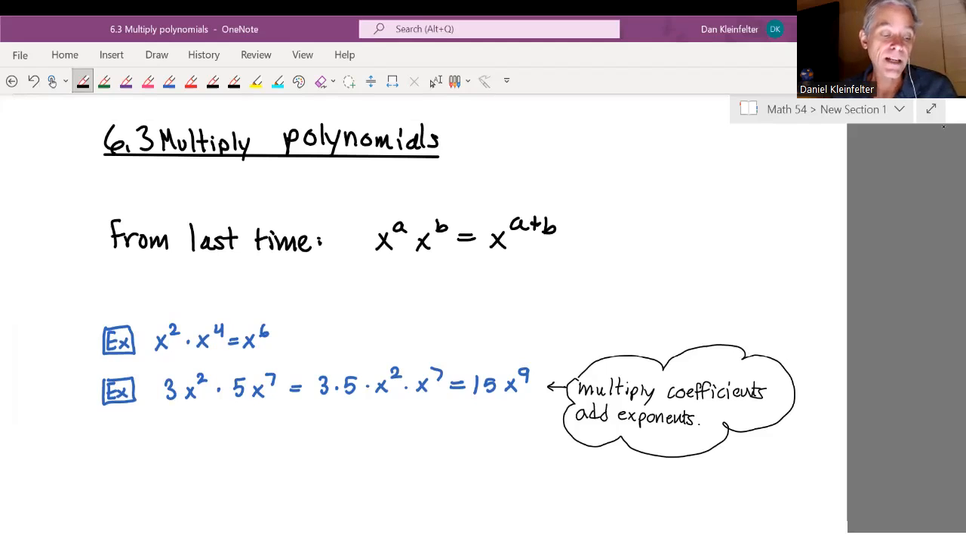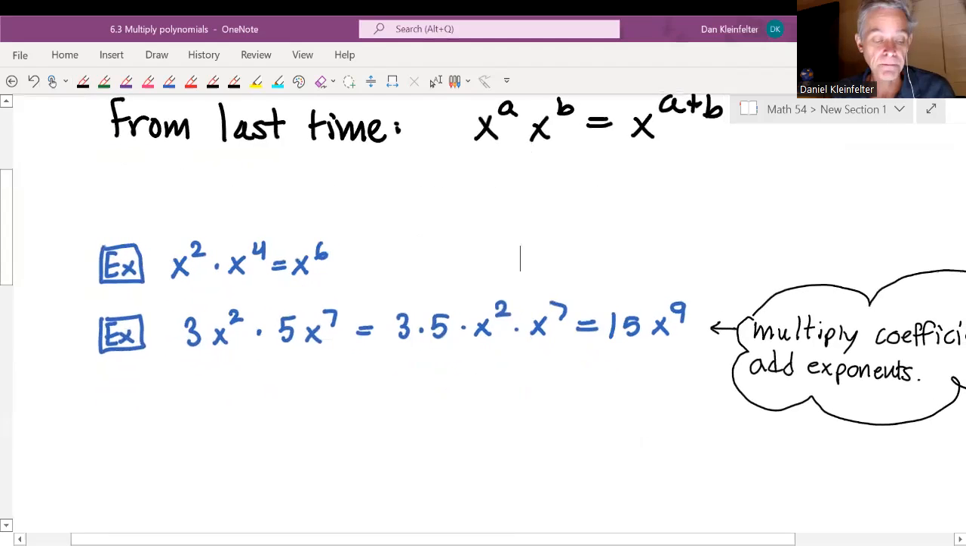For example, if you have x squared times x to the fourth power, you keep the base of x, and 2 plus 4 is 6. Our new exponent is 6.